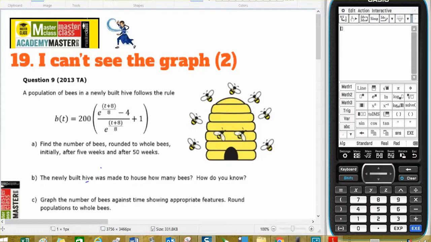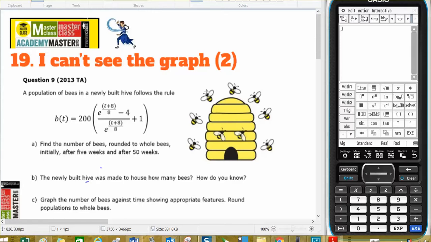This is for Year 12 Methods that comes out of the Technology Masterclass number 19, which is in a set of questions about finding it difficult to see the graph. Okay, population of bees, newly built hive follows this rule. So this is the number of bees in the hive. Find the number of bees rounded to the whole bee, initially, 5 weeks and 50 weeks.